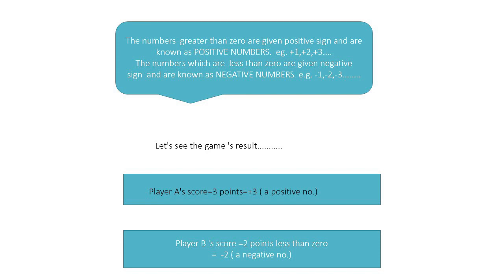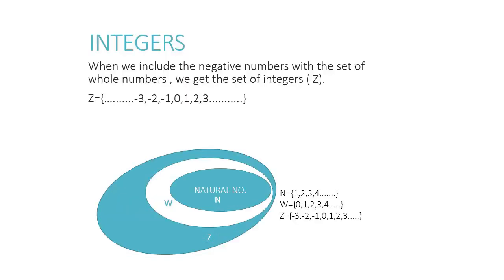With the introduction of negative number, here comes the concept of integers. When we include all the negative numbers, 0 and all the whole numbers, then a family of integers is formed. So we can say integers are the collection of all whole numbers, 0 and all the negative numbers. We represent integers by Z, capital Z.